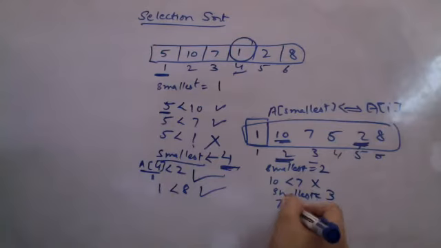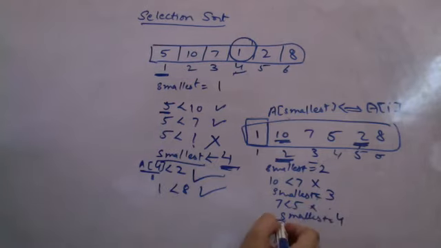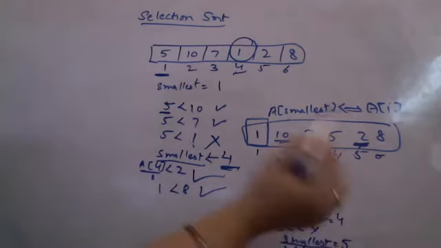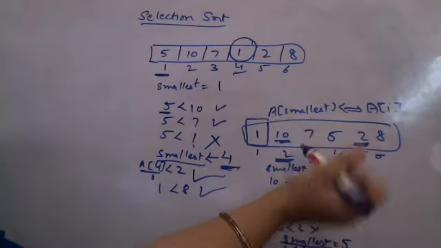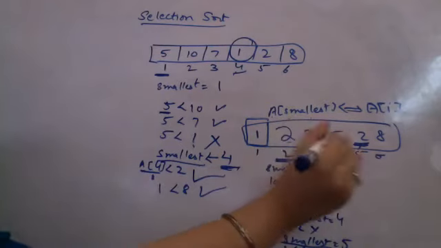Again, I am checking 7 less than 5. Again, no. Smallest is again updated to be 4. I again check, 5 less than 2. Again, no. Smallest is again updated to be 5. I again check 2 less than 8. This is correct. So smallest is now at the 5th location. So kindly exchange A of smallest with A of I. I is now 2. So exchange 2 with 10.